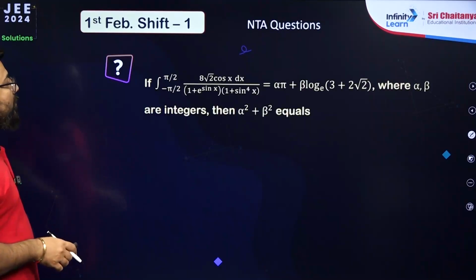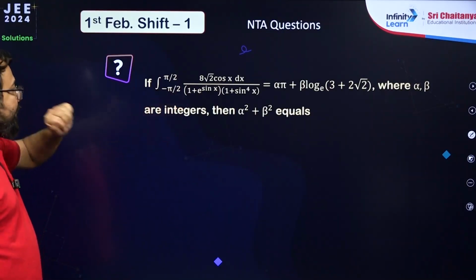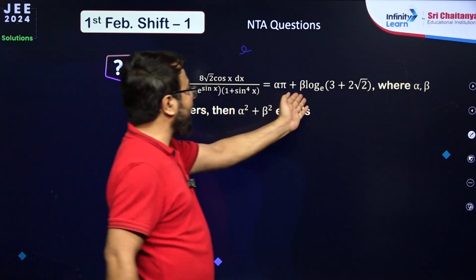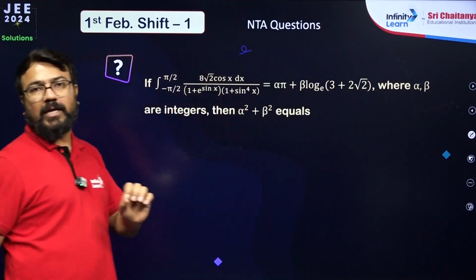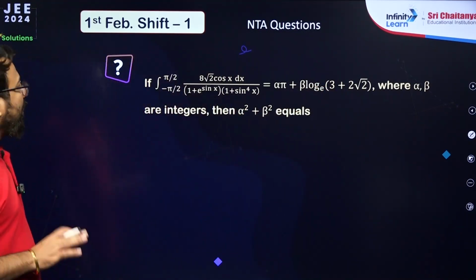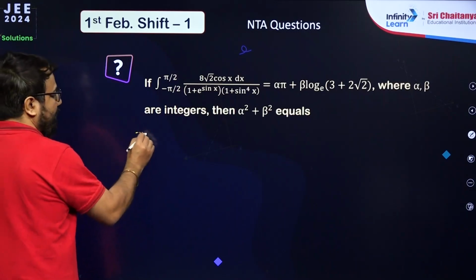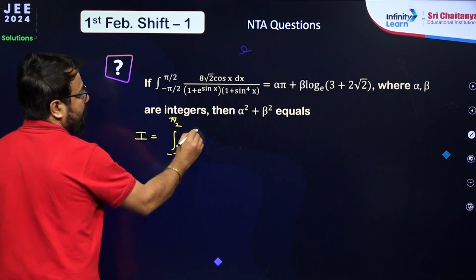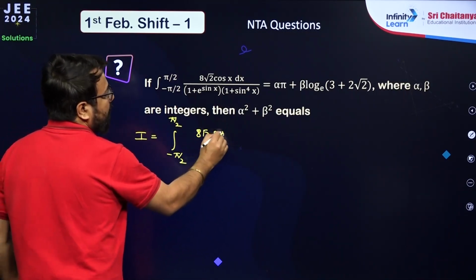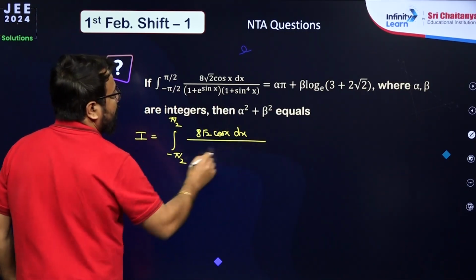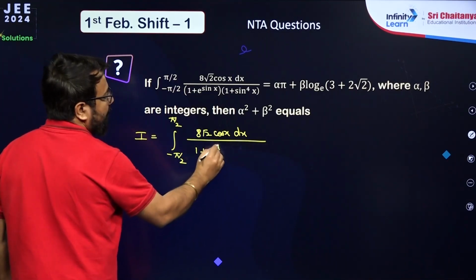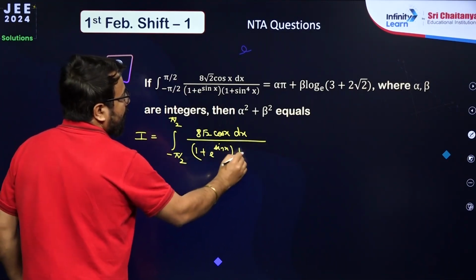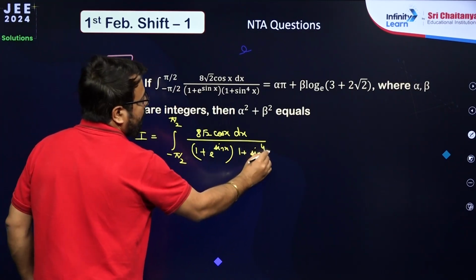Moving ahead to the next problem, this integration we need to solve and we need to find the value of alpha and beta from here, and finally we need to write alpha square plus beta square. How will I be able to solve this integration? Let this integration be I. 8 root 2 cos x dx whole divided by 1 plus e raised to the power sin x, times 1 plus sin x raised to the power 4.